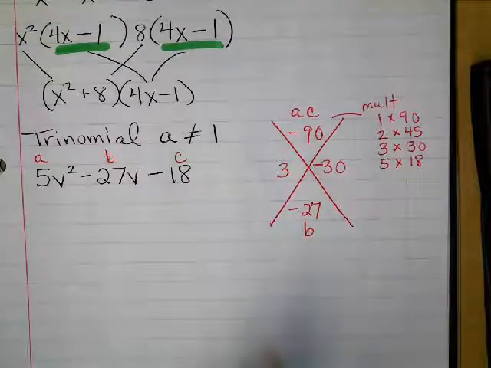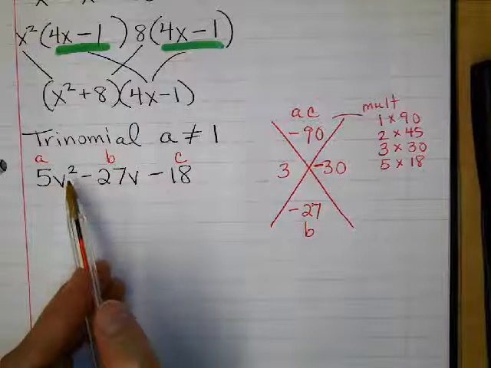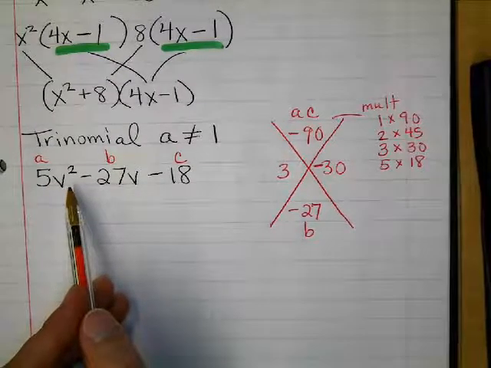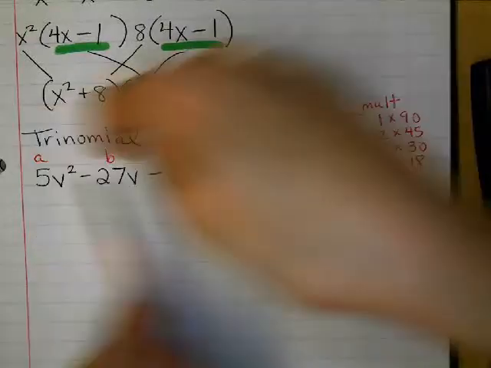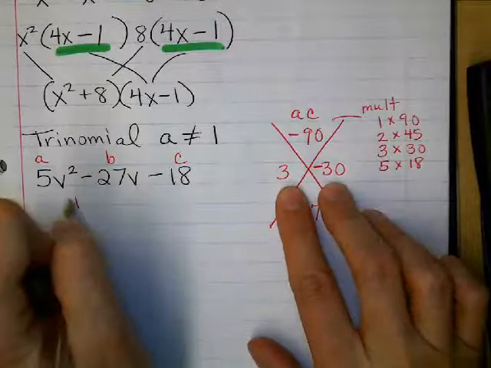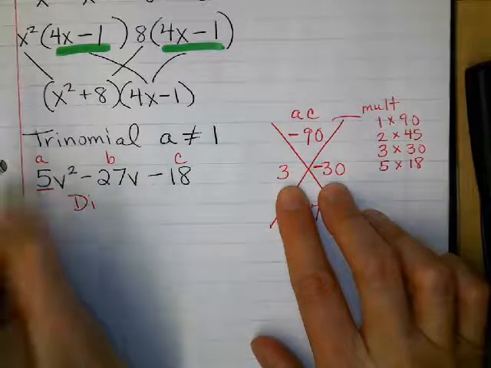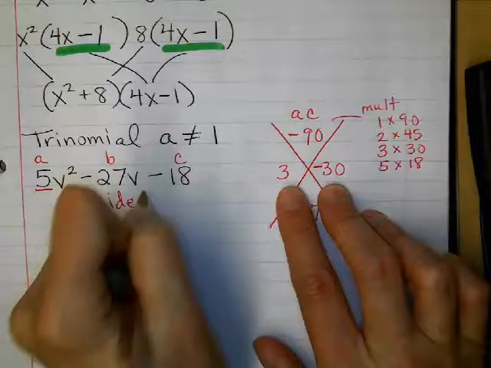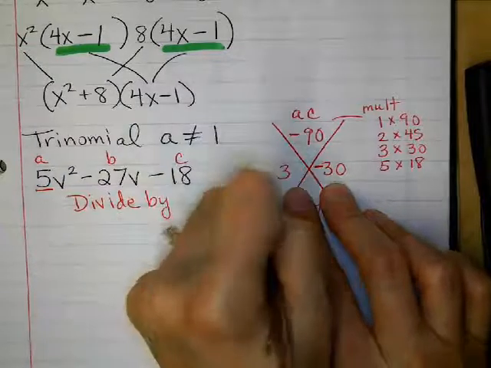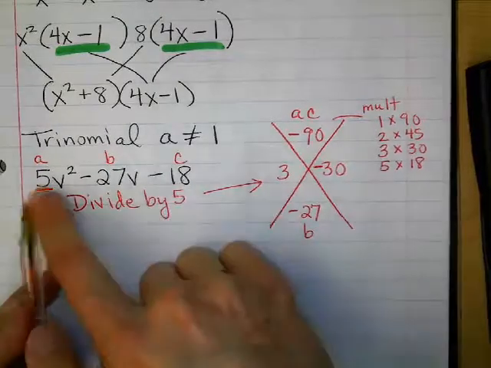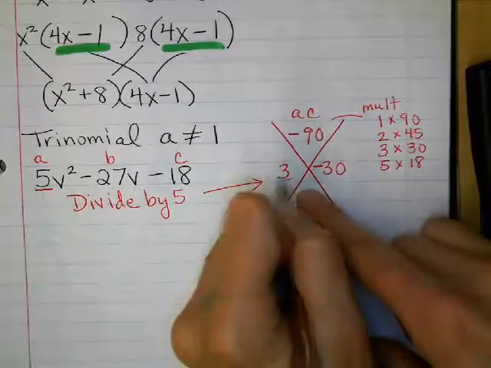Okay, now, this is the hardest kind, guys. So you guys can get it if you just follow the directions. Take a times c. We got that. Now, we're almost done. Since the first number is not a 1, now you have to divide by that a number, which was 5. So we're going to go over here and divide by 5.